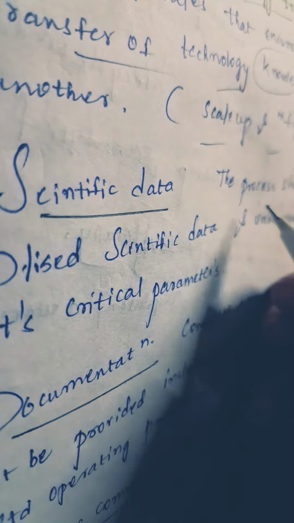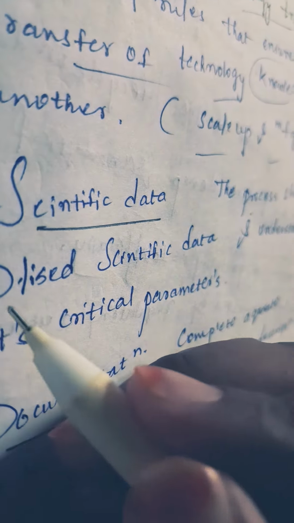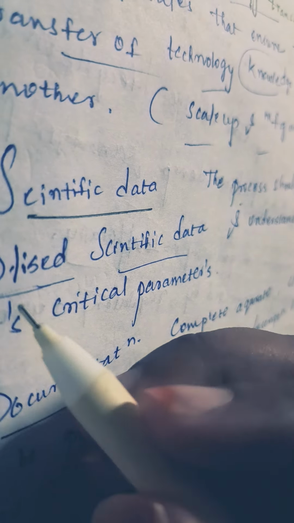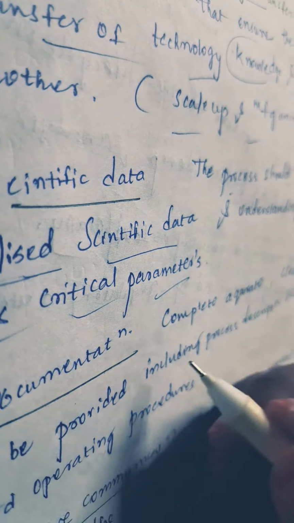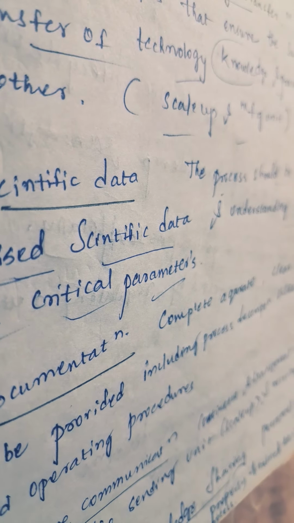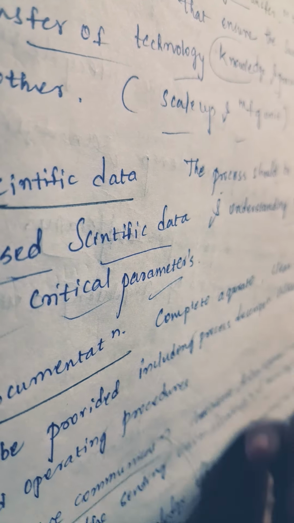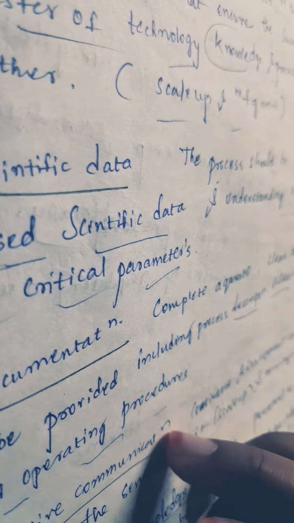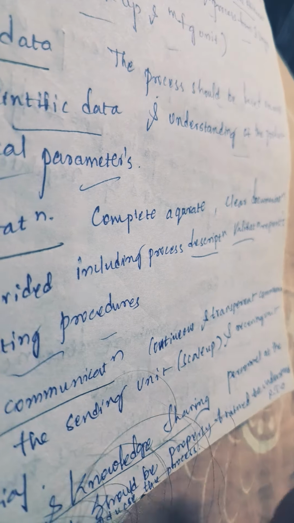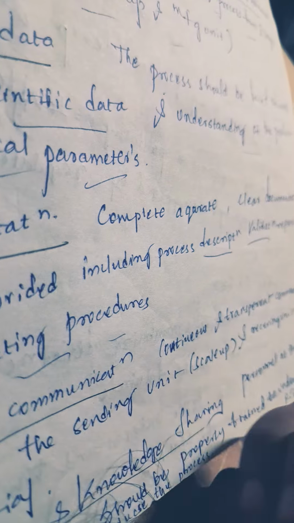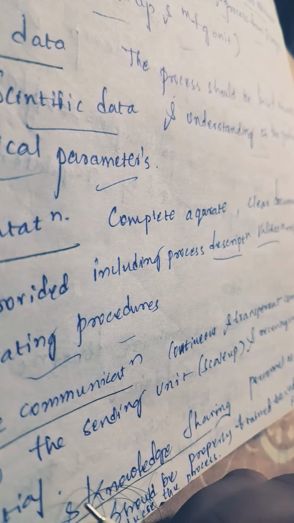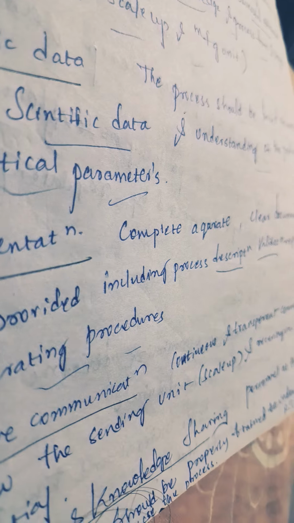The scientific data should be well established, with an understanding of the product and its critical parameters. For documentation, complete, accurate, clean documentation must be provided, including the process description, validation reports, and standard operating procedures. Effective communication means continuous, transparent communication between the sending unit, that is the scale up unit, and the receiving unit is essential.